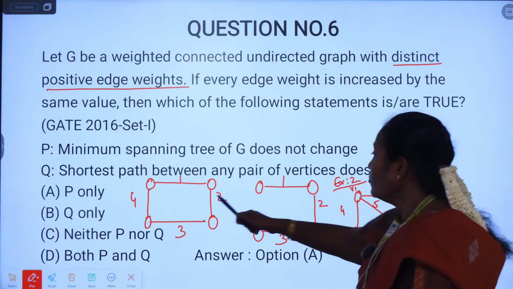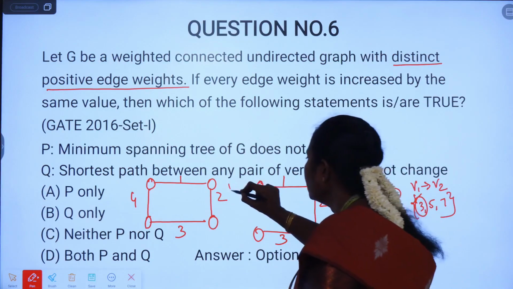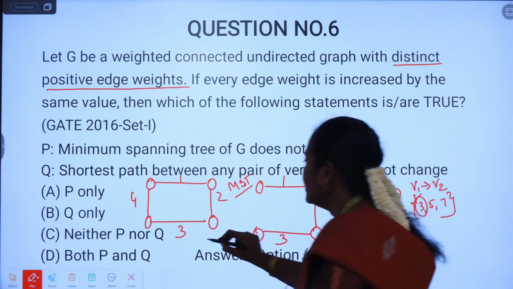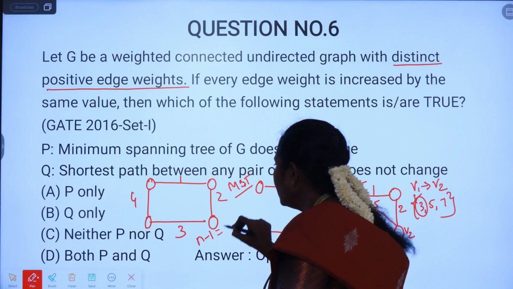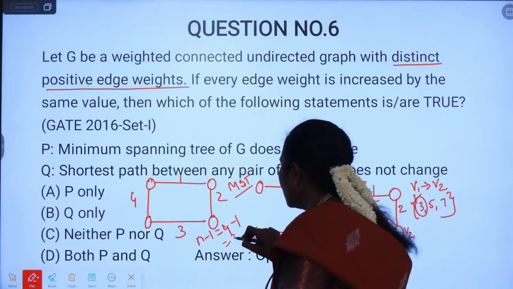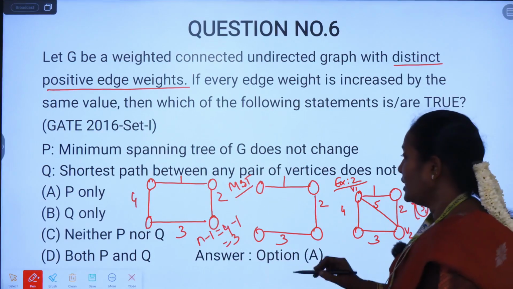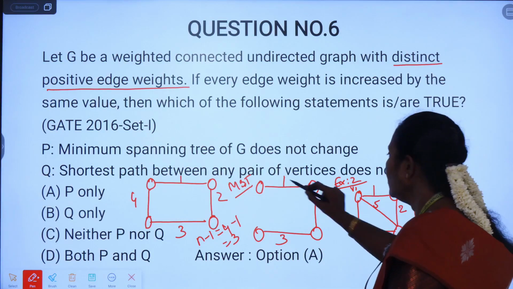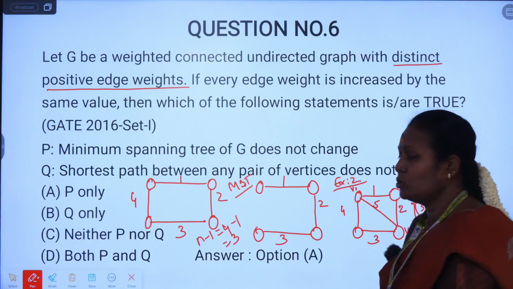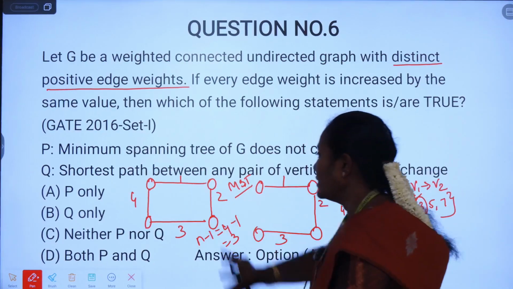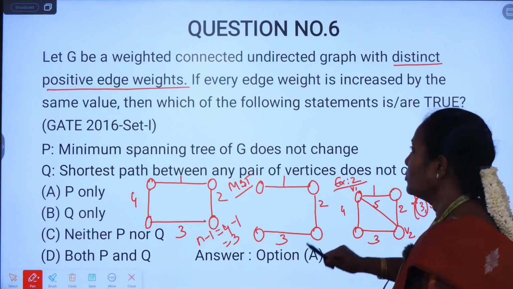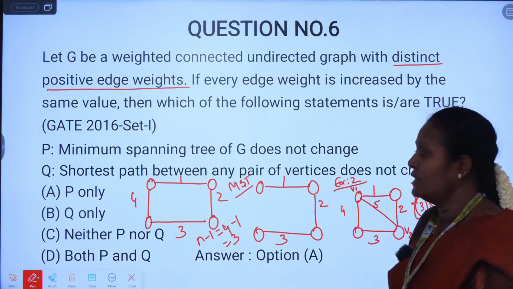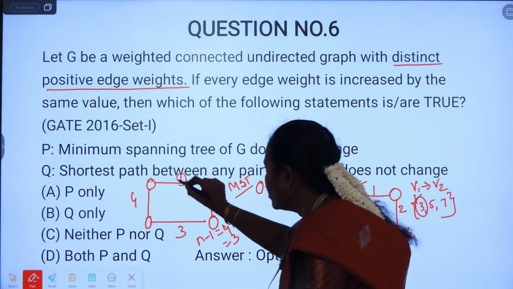vertices. So for this particular graph, what is the minimum spanning tree? This will be the minimum spanning tree. What is the condition we have? That is n minus 1. Here we have 4 vertices, 4 minus 1 is 3. So here we are having 3 edges. Therefore, this is the minimum spanning tree for this particular undirected graph, with edges 1, 2, 3. This is the actual minimum spanning tree for this graph. What is the condition they have given in the problem? If every edge weight is increased by the same value. Every edge weight, this is actually the edge weight.